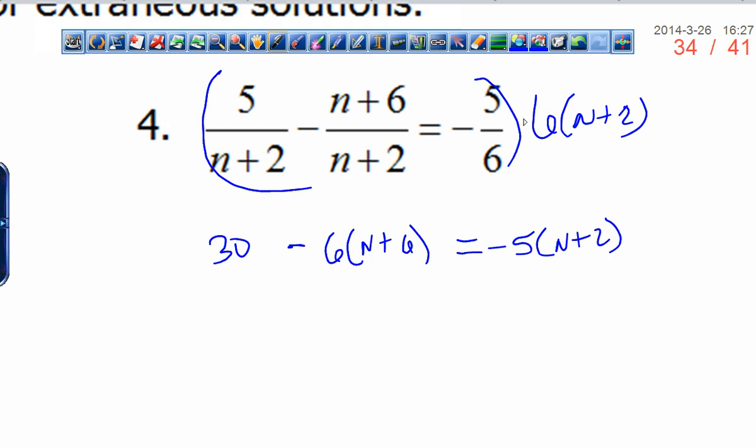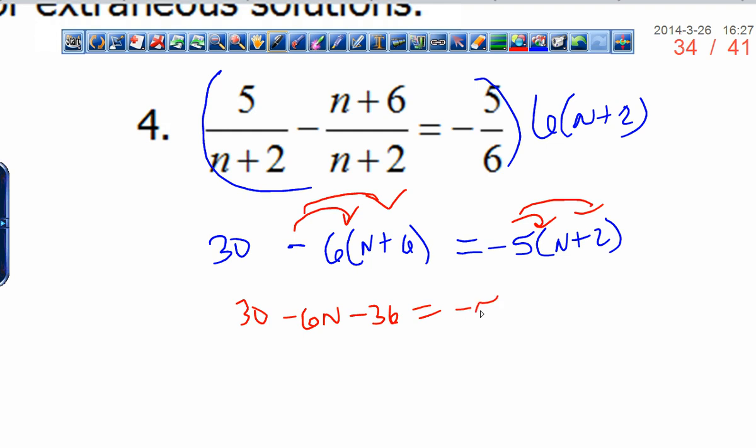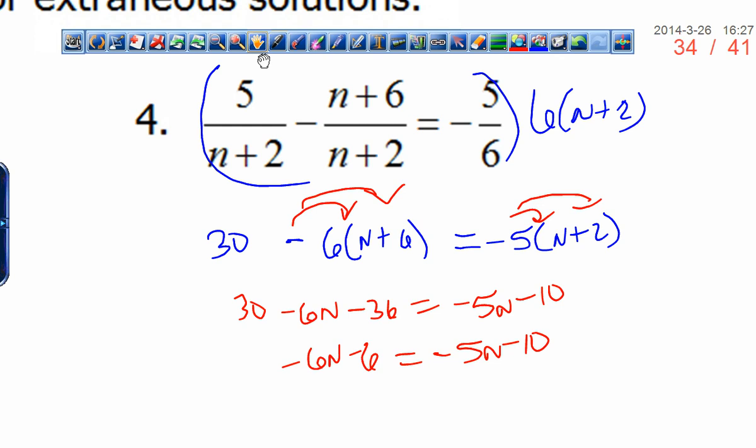If you need to write it all out, go for it. My next step, distribute. So negative 6 times n, negative 6 times 6, that gives me negative 6n minus 36 here, negative 5n minus 10. So 30 minus 36, negative 6, negative 5, I can't do anything with that. And now we're going baby to mama, do all that stuff.